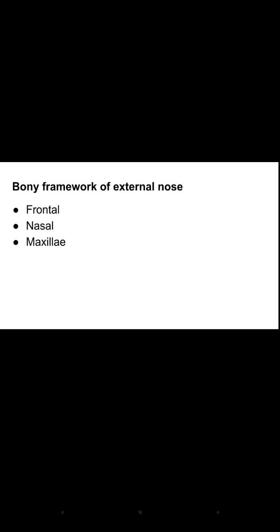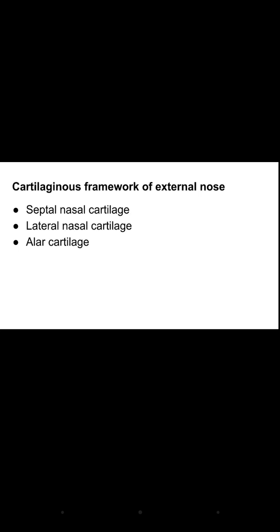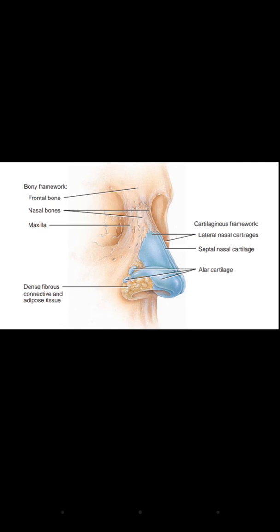So what is the bony framework of the external nose? Means what are the bones that make the external nose? These are the frontal bone, nasal bone, and the maxillary bone. Then there are three cartilages: septal nasal cartilage, lateral nasal cartilage, and the alar cartilage. In this diagram, you can see the frontal bone, nasal bone, and the maxilla, and the cartilages are lateral nasal cartilage, septal nasal cartilage, and the alar cartilage.